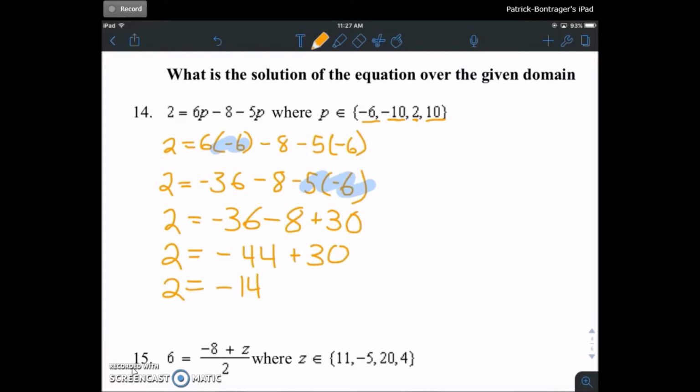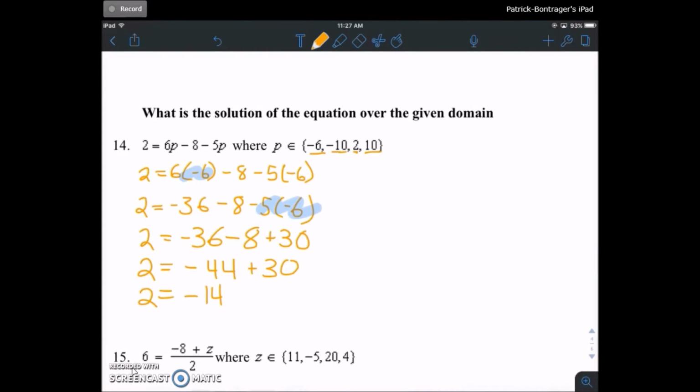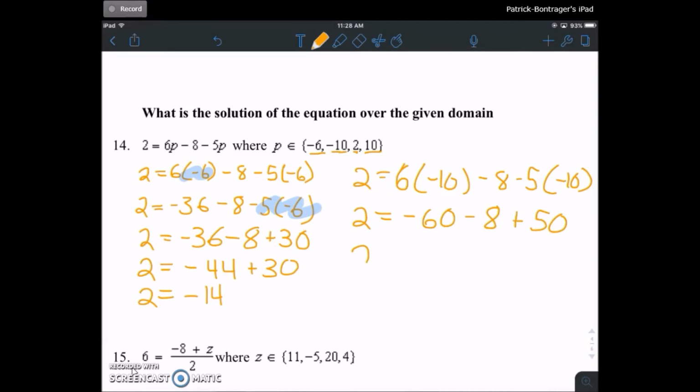So the next thing we're going to do is -10. So if we do that real quickly. All right, same order. We got 2 equals -60 minus 8 plus 50. 2 equals negative 68 plus 50. 2 equals negative 18. So that's not going to work either.